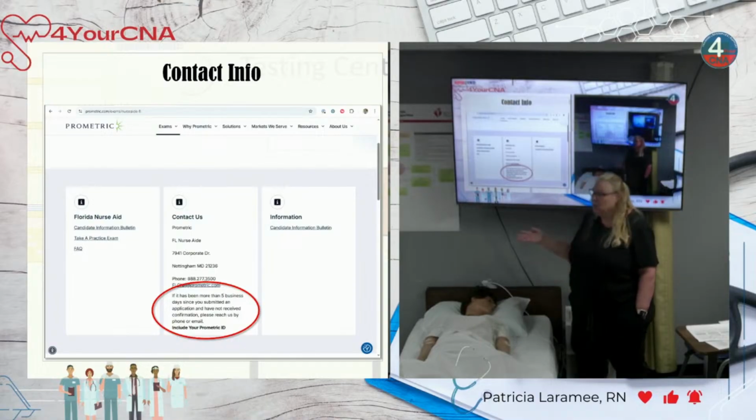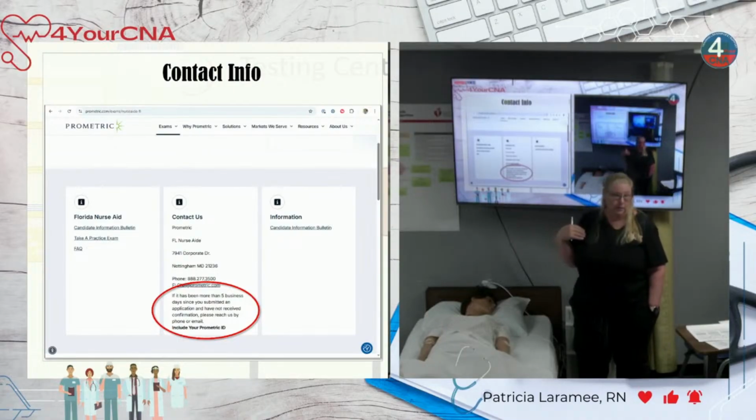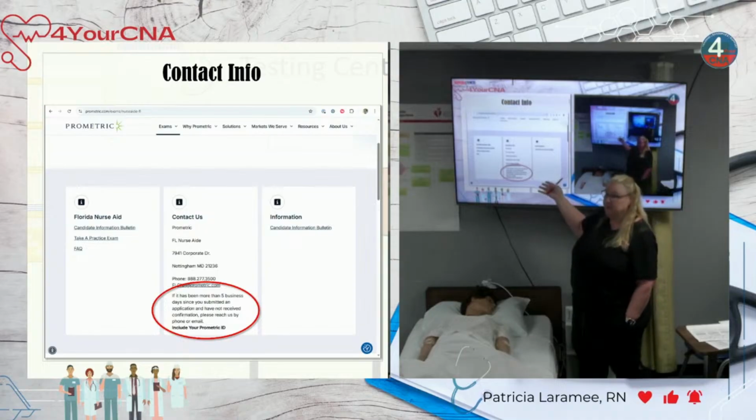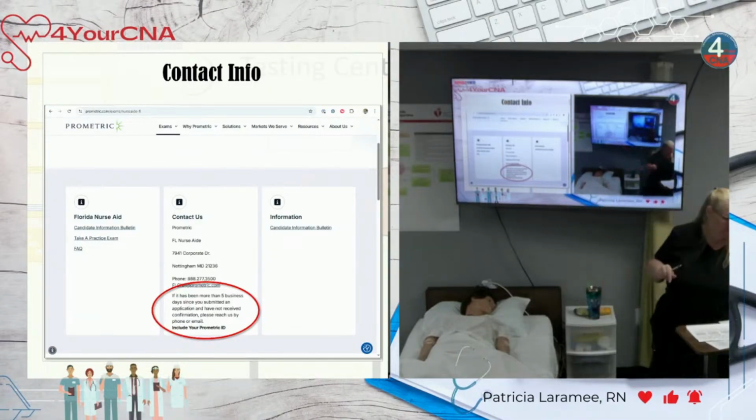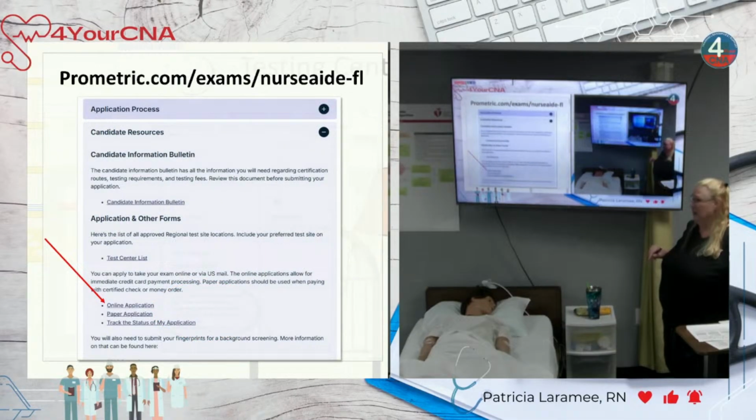And she's like, well, what do I do now? Do I get a refund? They said, no. Why would we refund you? We did our job. So she had to come up with another $155 to test. And that's a lot of money. Make sure that you keep up with this. This is your responsibility, not Prometric's. Okay? $155, a lot of money, guys. Don't throw it away. All right.